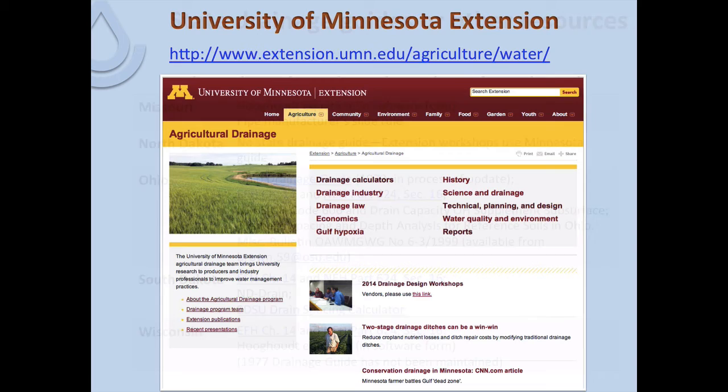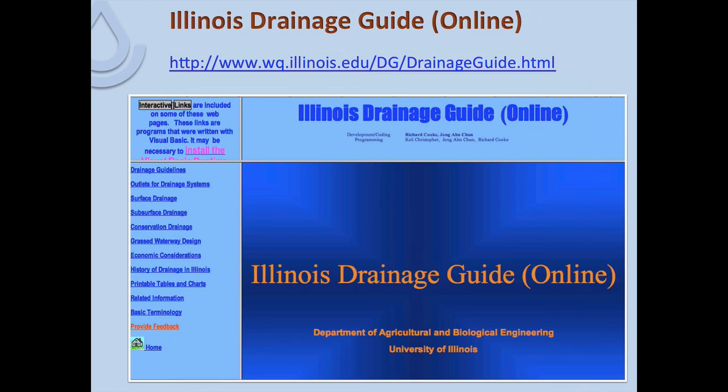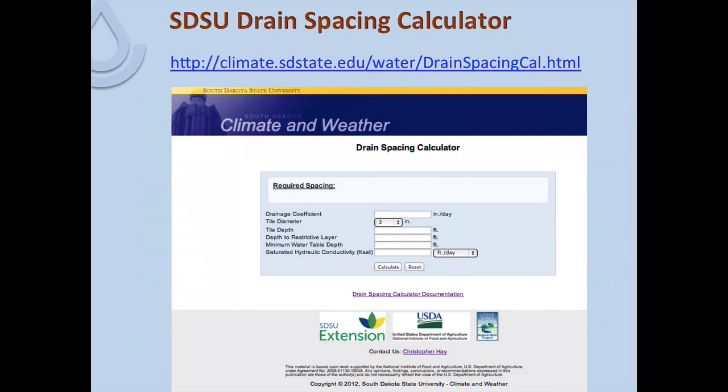The University of Minnesota Extension Agricultural Drainage website, maintained by Dr. Gary Sands, has a great collection of fact sheets, other publications, drainage calculators, and a variety of other information related to agricultural drainage. And the online Illinois Drainage Guide, in addition to providing drainage recommendations for Illinois soils, contains a wealth of information general to subsurface drainage design and drainage design in general that makes it a great resource. And then the previously mentioned SDSU Drain Spacing Calculator, which provides a tool for developing drain spacing recommendations, particularly in areas that don't have a drainage guide available.